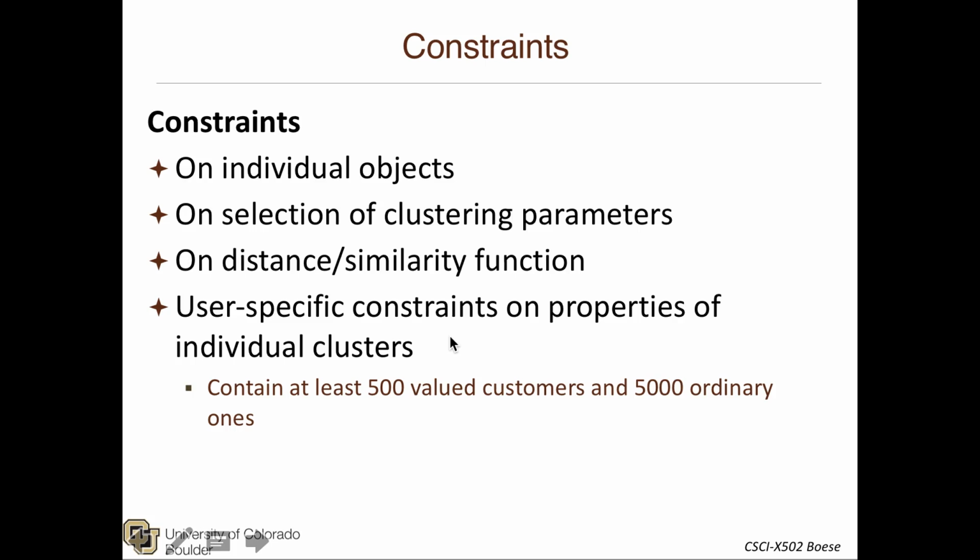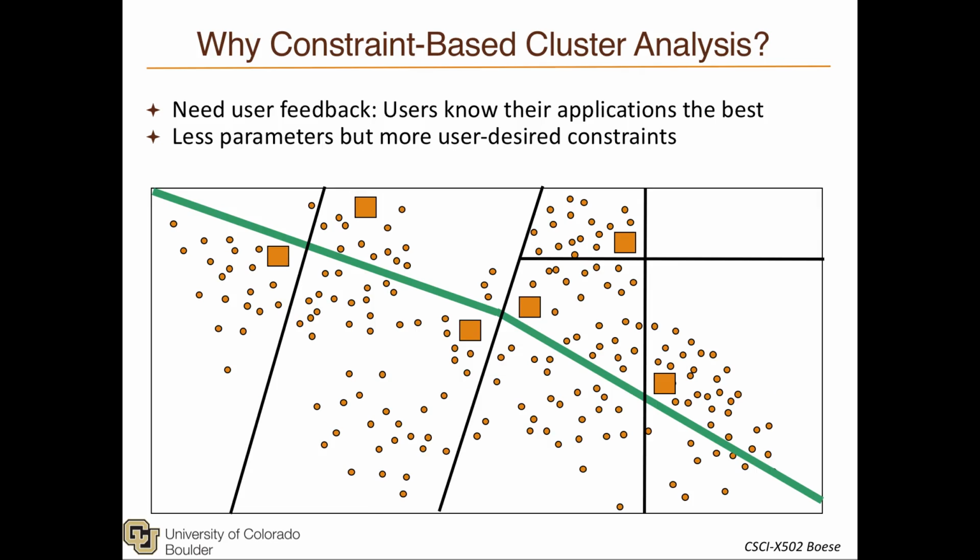One example of that would be containing at least 500 valued customers in that cluster and maybe 5,000 ordinary. Sometimes figuring out these parameters can take a little bit of time, some domain knowledge, and some trial and error, taking a look at your data and looking for those patterns that you're interested in.